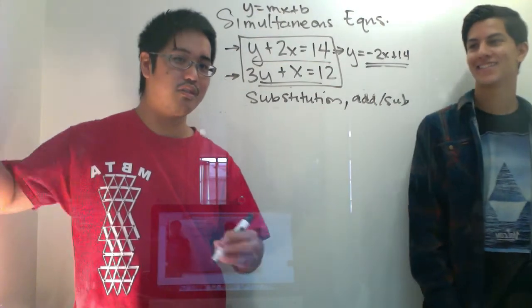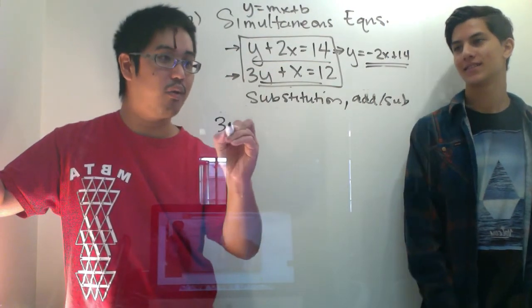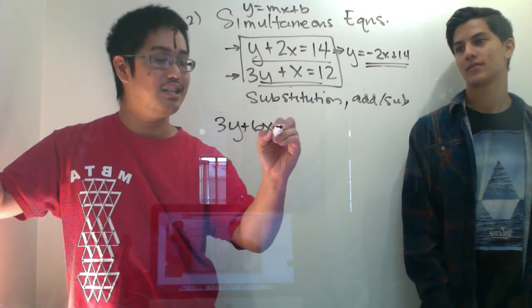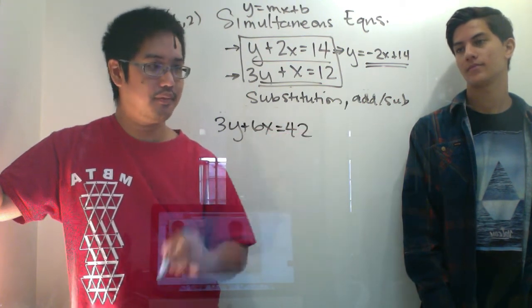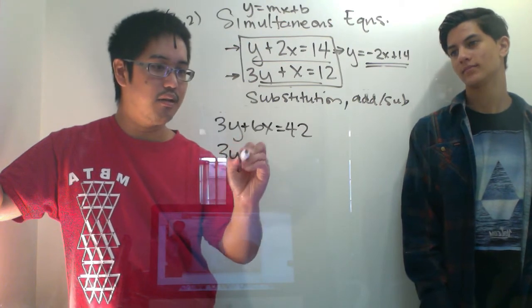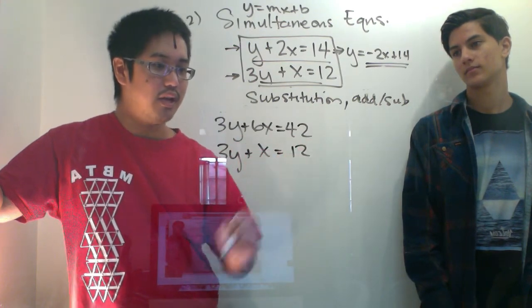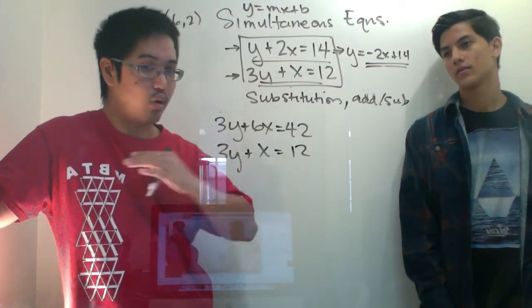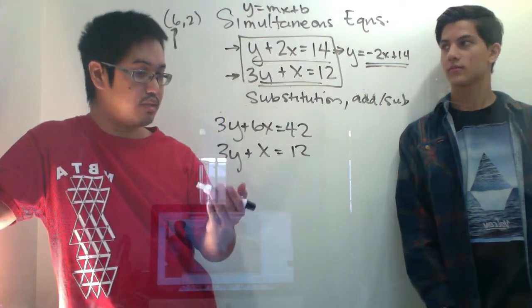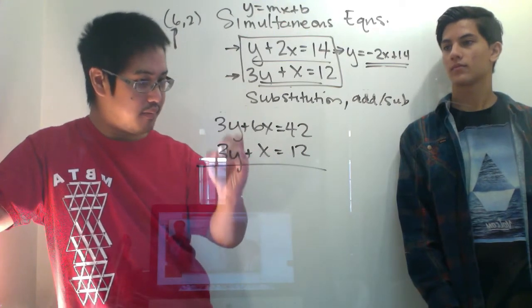But you're curious. If I multiply the top by 3, I'll have 3y plus 6x equals 14 times 3. That's 42 again. And then I'll have 3y plus x equals 12. I didn't change anything on the bottom of my equation, but I changed the top one by multiplying the whole thing by 3. The whole reason to do that is to make these the same.